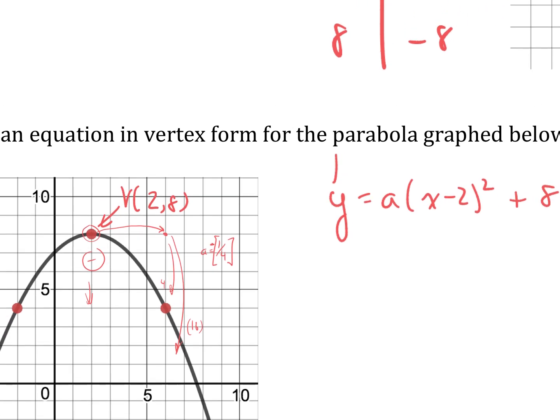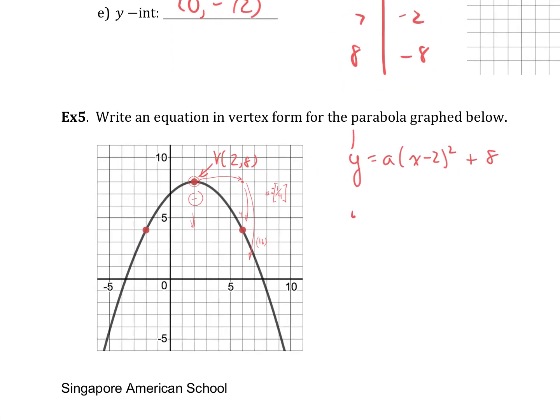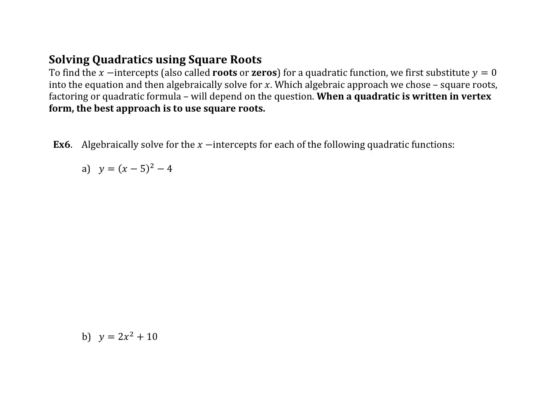So I can tell pretty quickly that a is negative 1/4. Again, you could plug in an x and a y in here and solve for it, and that's totally fine. Or you can look at the picture and go, this must be negative 1/4. So y equals negative 1/4 times (x minus 2) squared plus 8. All right, we're trucking right along.